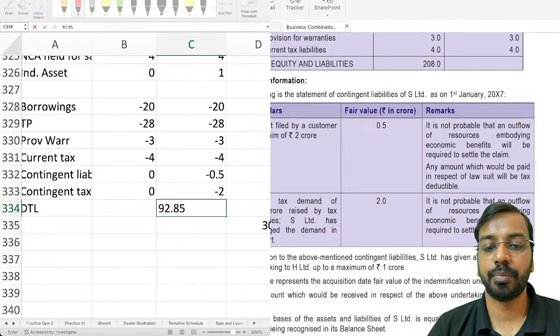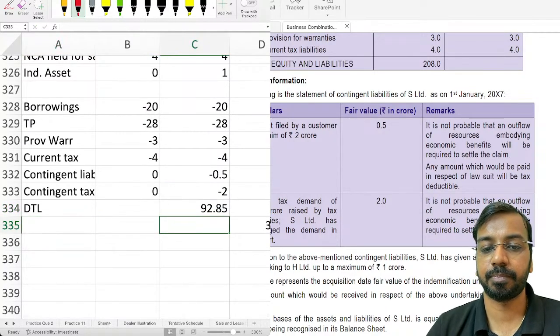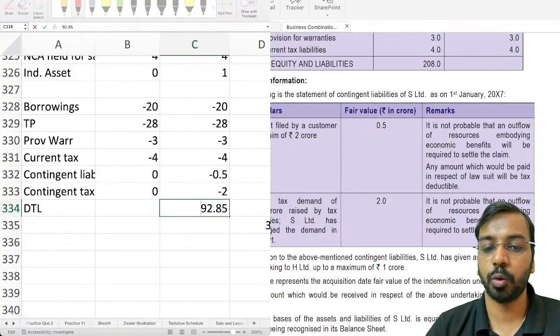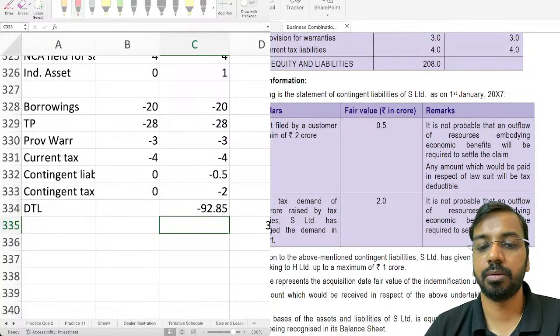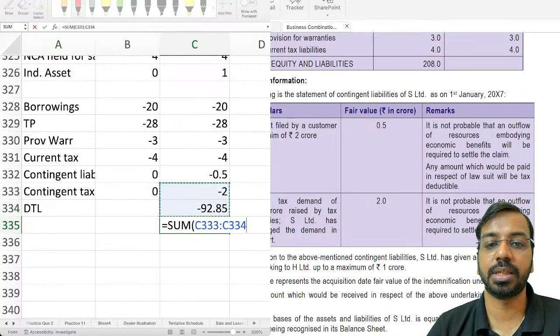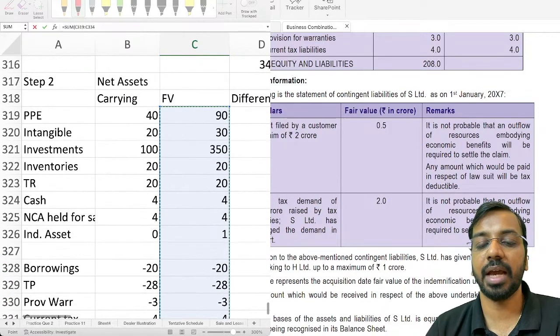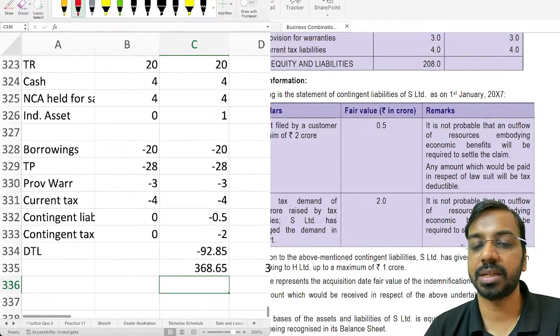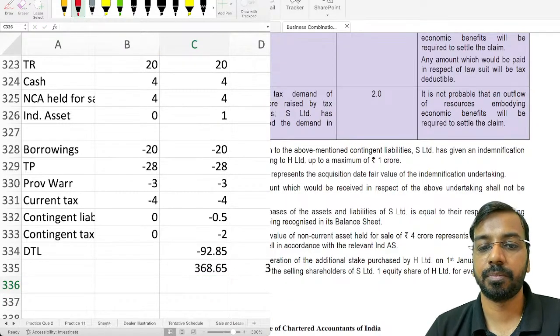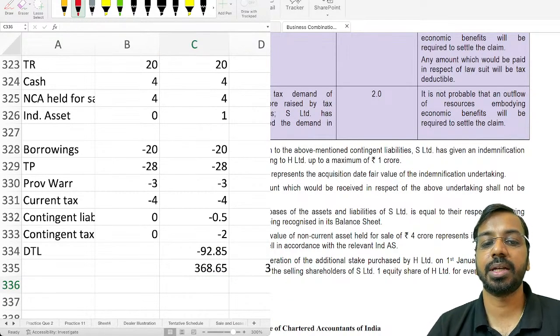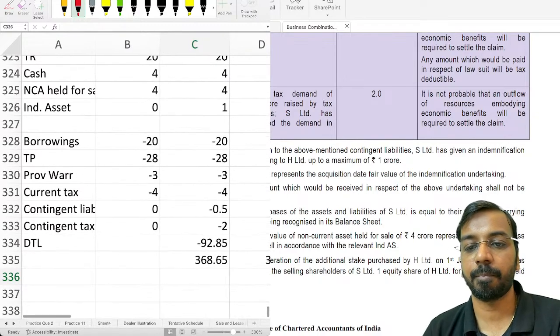Okay, so the net assets that have been acquired will be the sum of all of these, all the assets minus all the liabilities put together. We have 368.65. Any questions so far?